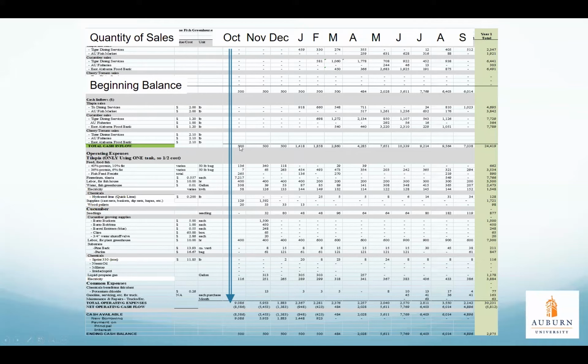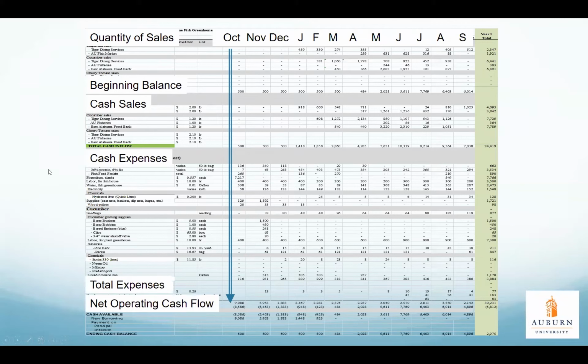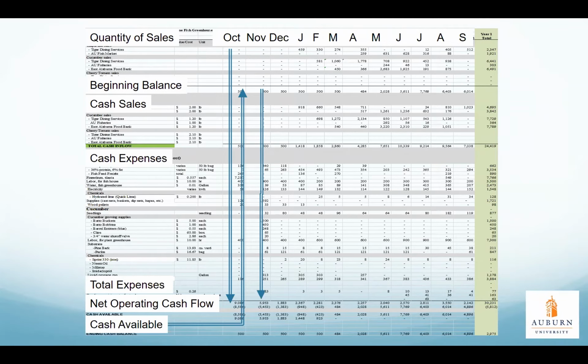And then we have our operating cost. We've broken it down by tilapia and then by cucumbers. And then we have our common expenses. And then down here, we determine what we have left. So we have the cash sales, the cash expenses, the total expenses, the net operating cash flow. We got the cash available. And then that becomes the beginning balance for the next month. And so this flow of incoming money, outgoing money continues over time.